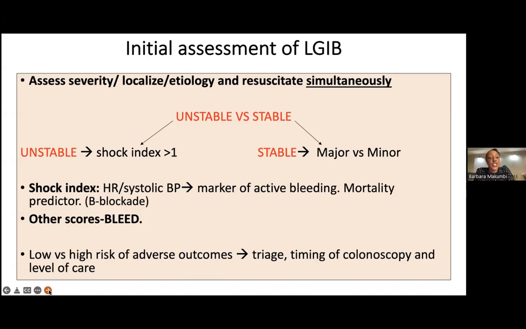When we have a shock index that's actually less than 1, the patient's stable. And when a patient's diagnosed as stable, they have a major or minor bleed. They fall into those 2 categories, which I'll elaborate on too. So basically, if you have a low risk and a high risk patient, this will help you triage your patient, get your timing of colonoscopy or any other intervention that you'd like, and determine what level of care your patient has.